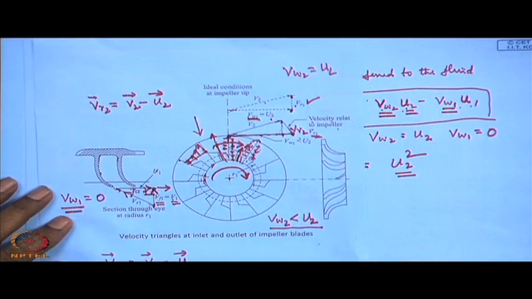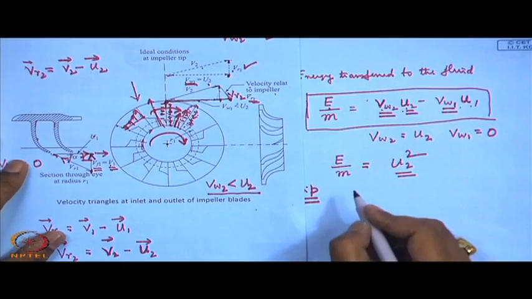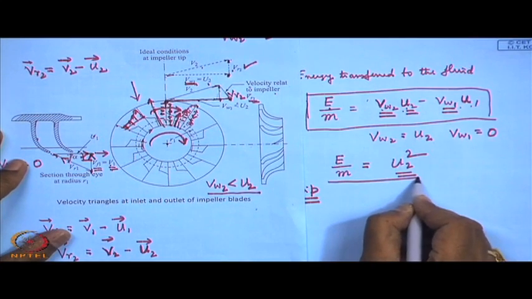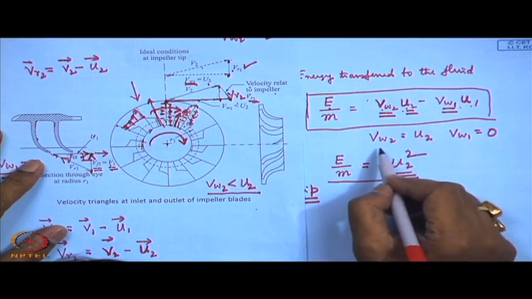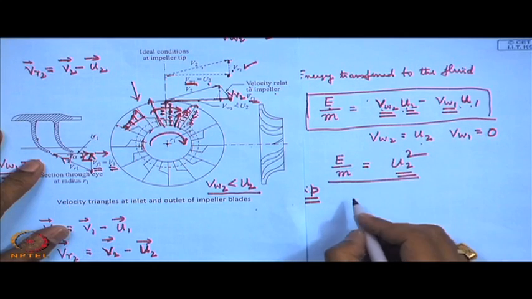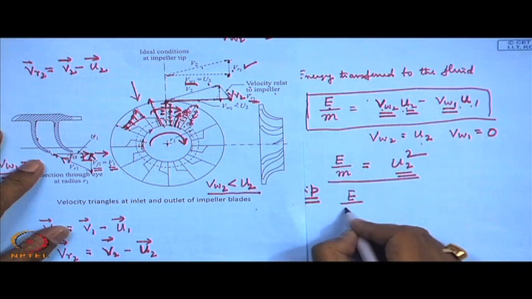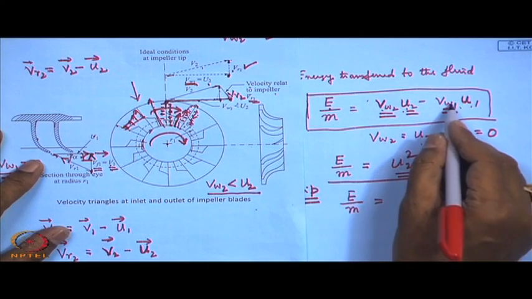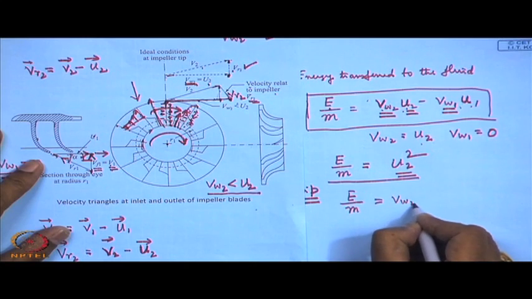which means that if we see the energy transfer, so this will now be E by m, if VW1 is 0, equal to VW2 U2.